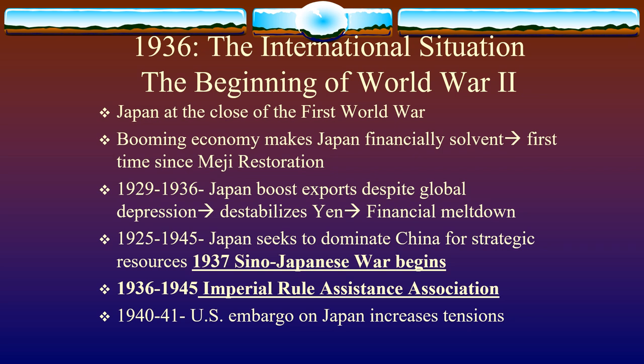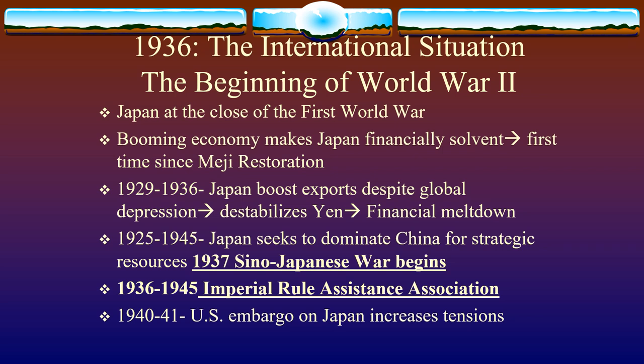Later on, I'll talk briefly about the Marco Polo Bridge incident, which leads to the Sino-Japanese War in 1936. And these people would be in Japan saying, we ought not to do that. We can't do that. We have to act within the law. Well, at least one was giving a speech, and a military officer, a cadet out of one of these military academies, jumped on the stage and stabbed him to death with a samurai sword.